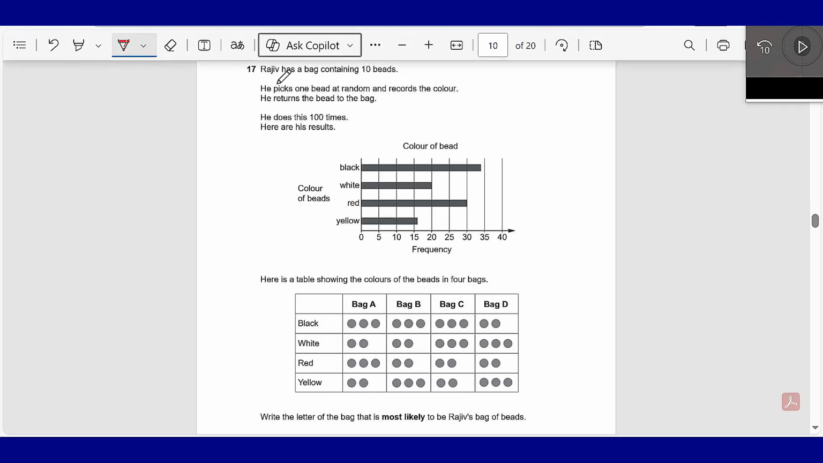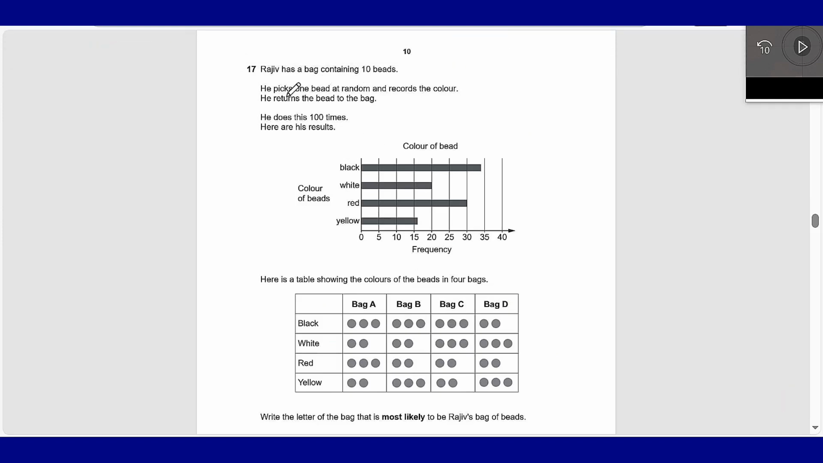Okay guys, 17. Rajiv has a bag containing 10 beads. He picks one bead at random and records the color. He returns the bead to the bag. He does this 100 times. Here are his results. Colors of bead: black, white, red, and yellow. Here is a table showing the colors of the beads in 4 bags: Bag A, B, C, and D. Black, white, red, yellow. Write the letter of the bag that is most likely to be Rajiv's bag of beads.